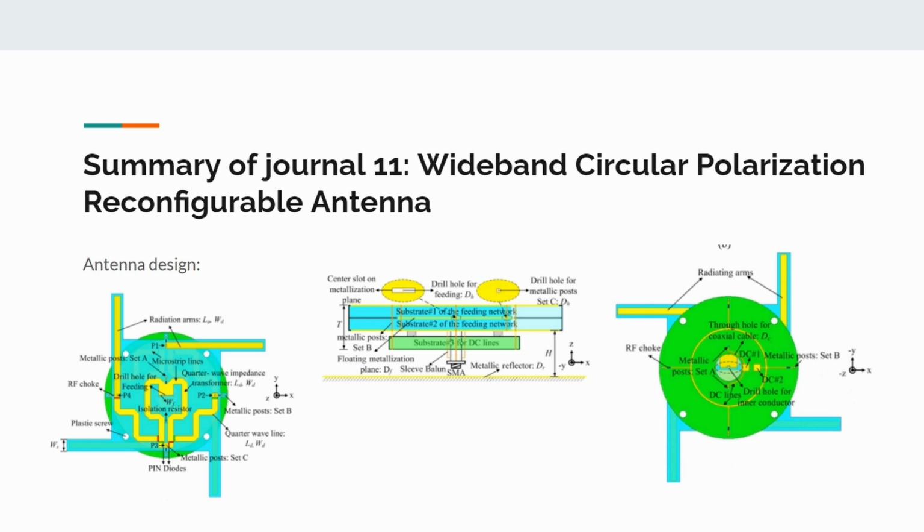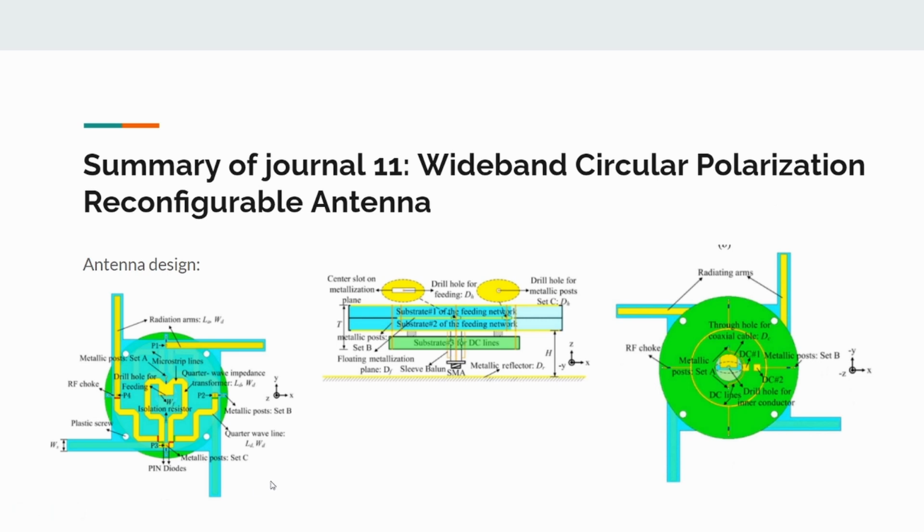All the substrates have the same relative permittivity, ER equal to 2.65, a thickness of 1 millimeter, and a loss tangent of 0.001. The antenna is center fed by an SMA coaxial cable. Four radiating arms play as the radiating elements connected to the output of a reconfigurable feeding network. Two arms are printed on the top surface of substrate 1. Another two arms are attached at the bottom surface of substrate 2. These four radiating arms are arranged in sequential rotation.